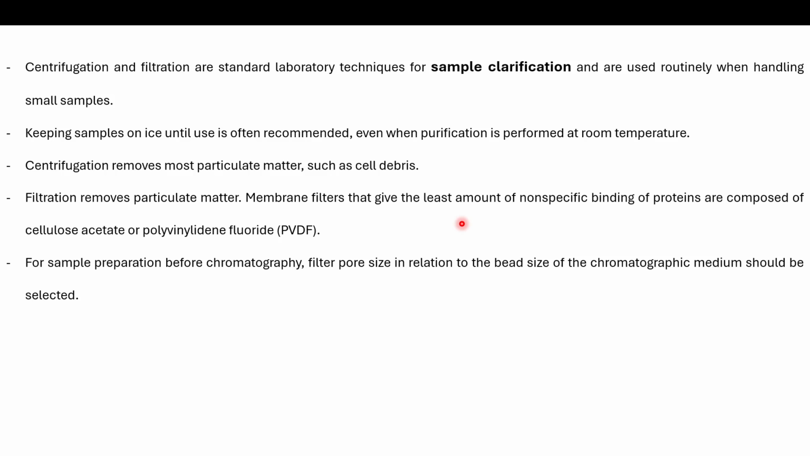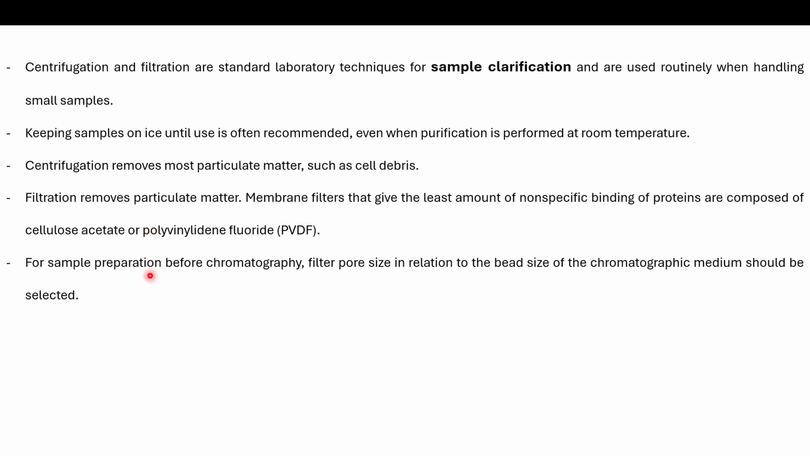Okay, because it has to be a type of membrane that the molecule of interest that you want to purify or isolate shouldn't be interacting with that particular filter membrane. Okay, then only you can actually eventually take it out. So membrane filters that give the least amount of non-specific binding of proteins are usually PVDF, polyvinylidene fluoride, or cellulose acetate. There can be nitrocellulose membranes as well.